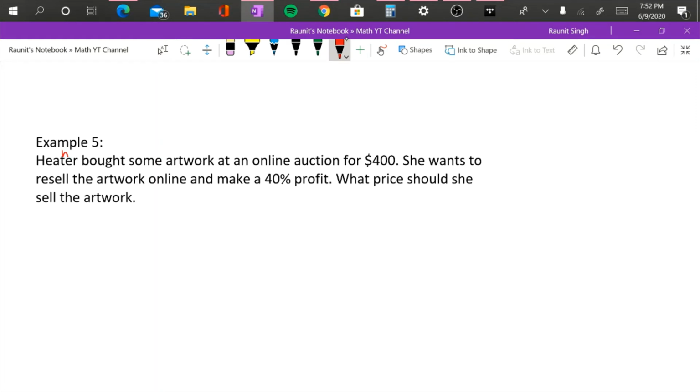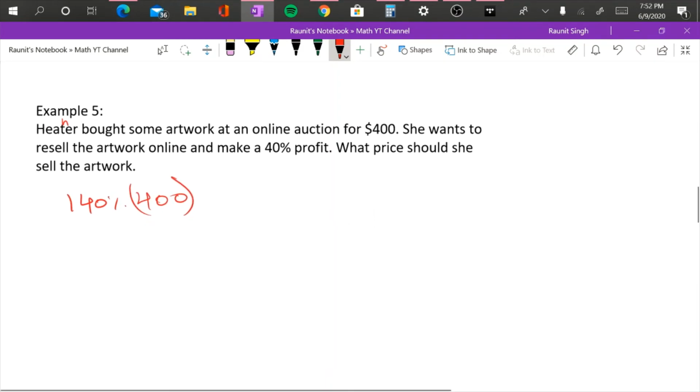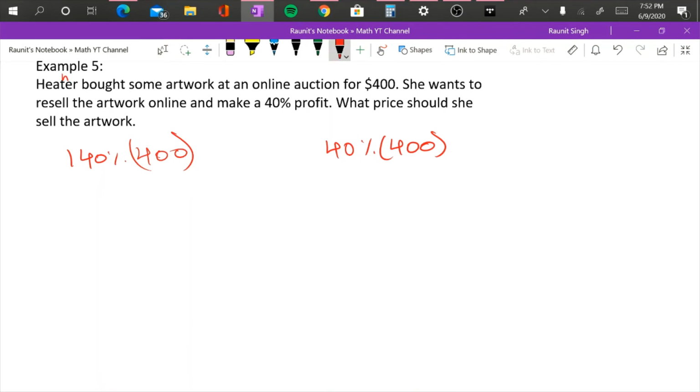So in this case, she wants to make a profit, and what we have to do for profit is, instead of doing 40% of 400 and then adding that up, we can just do 140% of 400, and then you're just gonna go straight to the answer when you simplify this. We can do the 40% of 400 as well, just to prove that adding the 100% is going to be right. So let's do the 140 over 100 times 400, and then we're going to get 40 over 100 times 400.